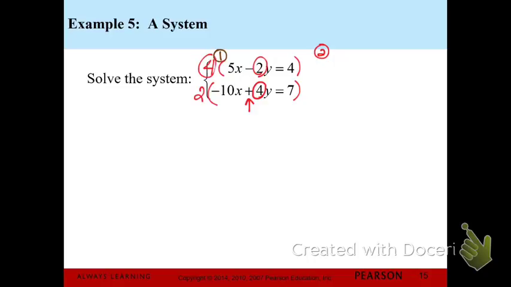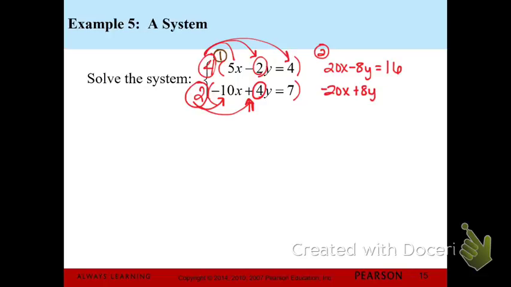So let's distribute this 4. So 4 times 5x, 20x. 4 times negative 2y, negative 8y. Equals 4 times 4, 16. And then distribute the 2 on the bottom one. 2 times negative 10x, negative 20x. 2 times 4y, 8y. Equals 2 times 7, 14.